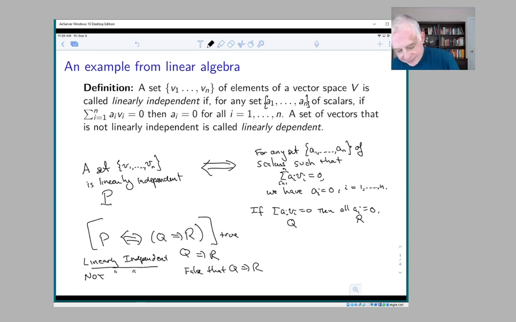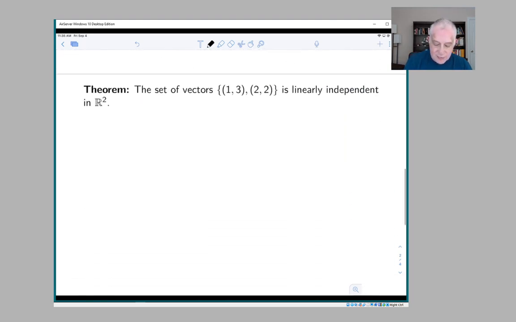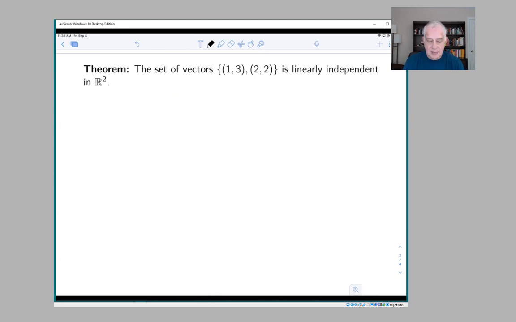So how do you apply such a thing? Well, let's look at two very, very simple theorems where we're forced to apply the definition and see if we can figure out what's going on. You've probably seen this in linear algebra, but now I want you to look at it through the lens of our discussion of proving theorems and so forth. So we have here a theorem. The set of vectors (1, 3), (2, 2) is linearly independent in R2. And we need to prove this. Essentially, we have to see if the definition of linear independence applies to this set.